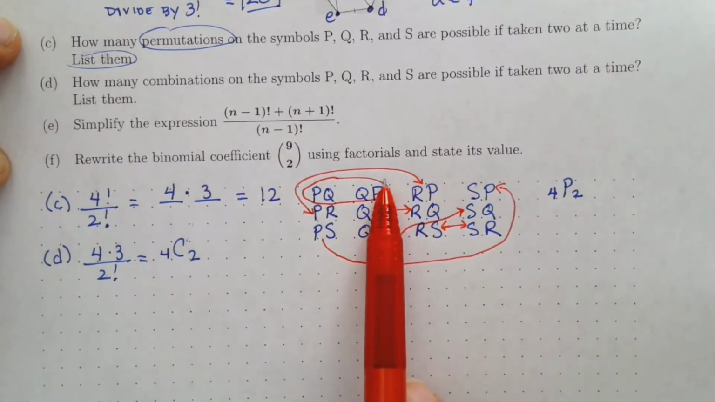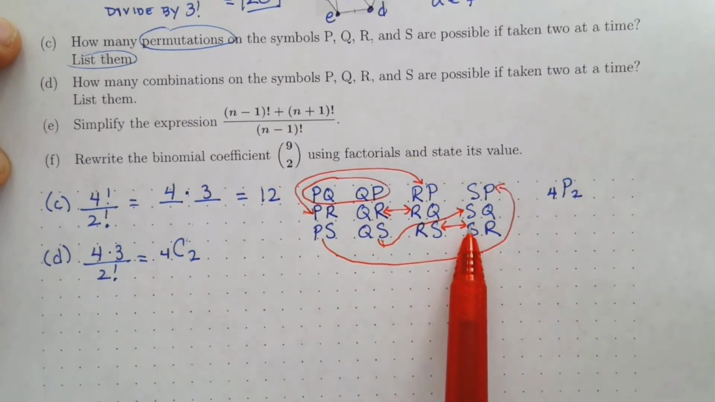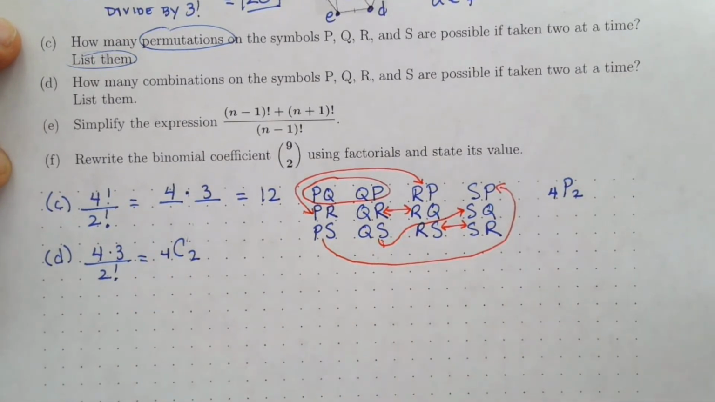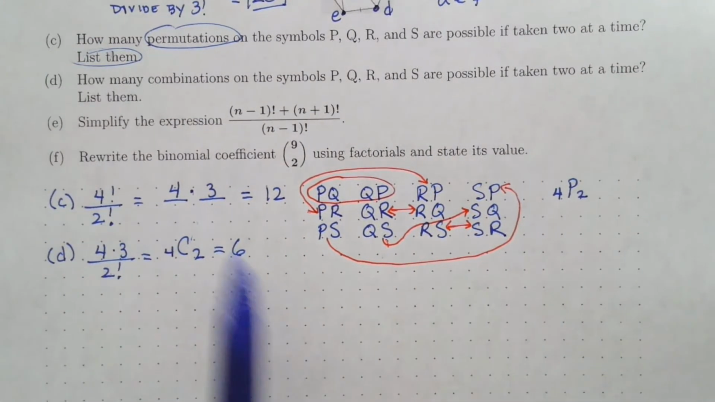So I have 1, 2, 3, 4, 5, 6, which is what I'm expecting, right? That I have 6 combinations while I have 12 permutations.